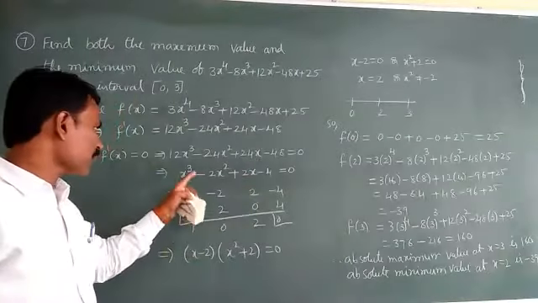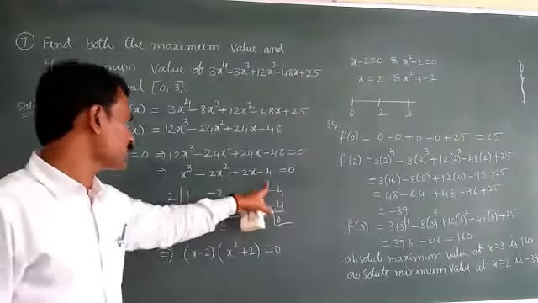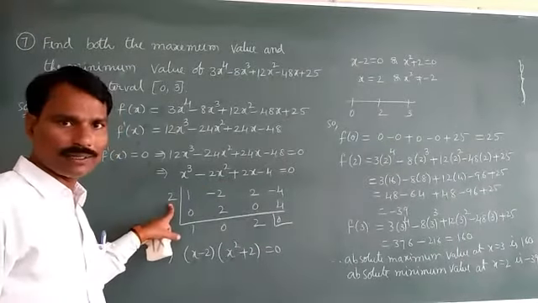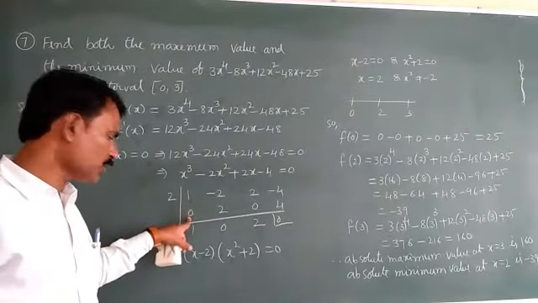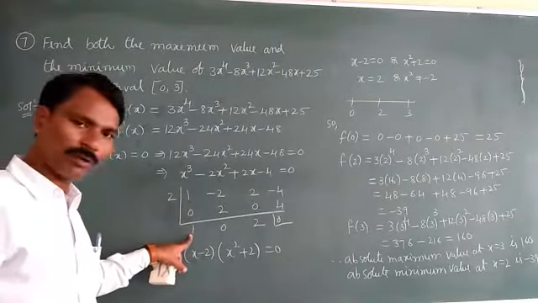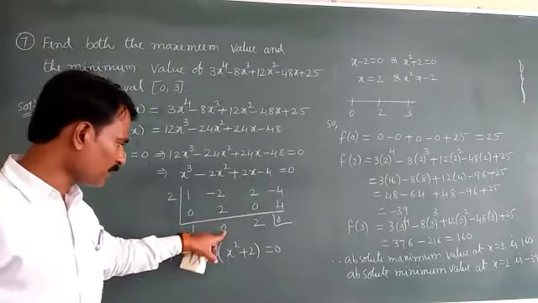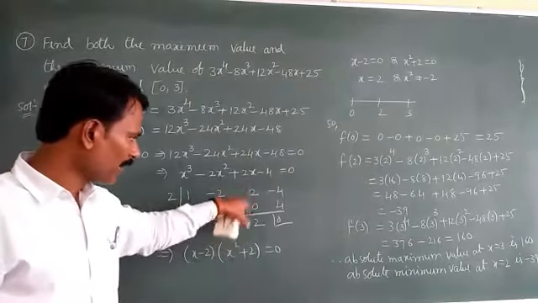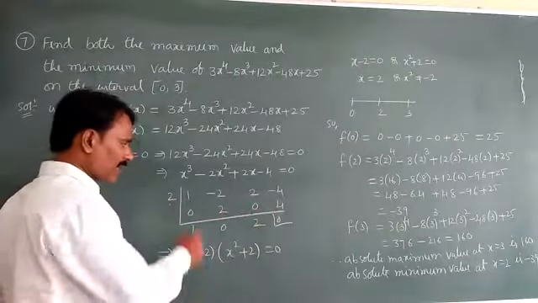In this, use synthetic division. Take the coefficients 1, minus 2, 2, minus 4, and take 2, since x minus 2 is a factor. Put 0 here first. 1 plus 0 is 1. 2 ones are 2. By adding these two values, 0 will come. 0 into 2 is 0. By adding these two, 2 will come. 2 twos are 4.